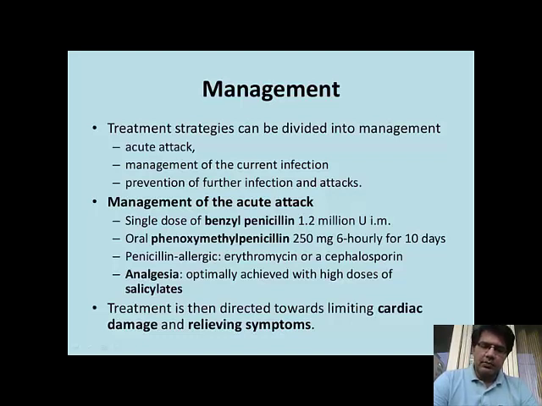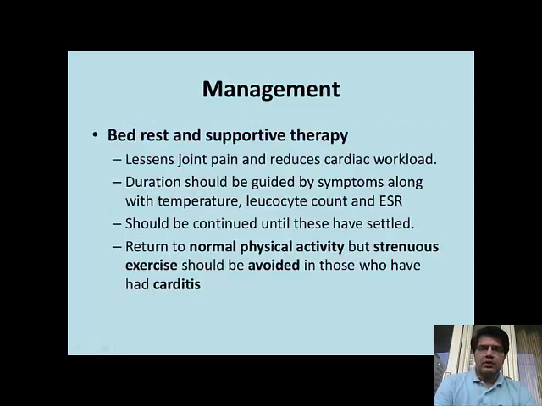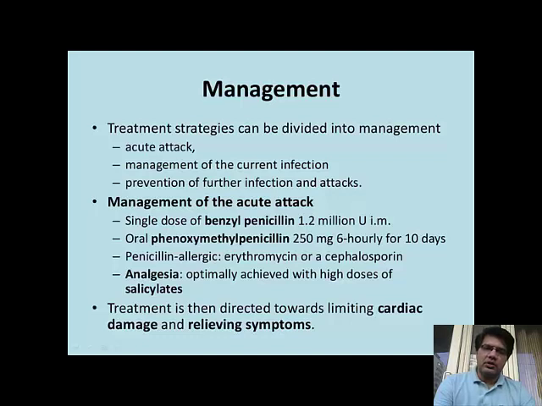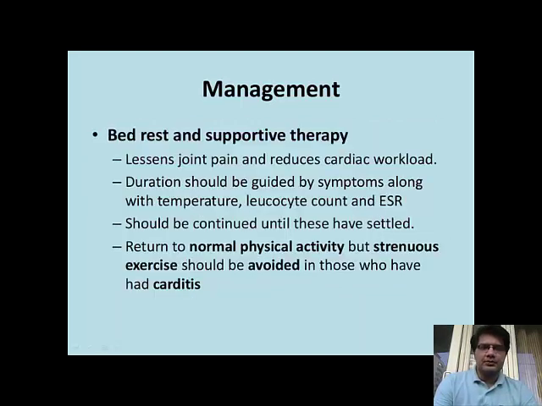Then, as we know that the major organ involved is the heart, right? So then we try to treat the heart damage and relieve the symptoms. If you have heart failure, you can give diuretics or other drugs, and you hope that the patient doesn't have residual damage. Then you have bed rest and supportive therapy.